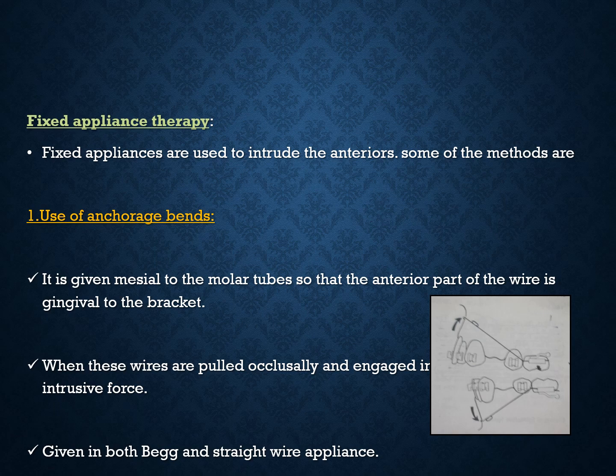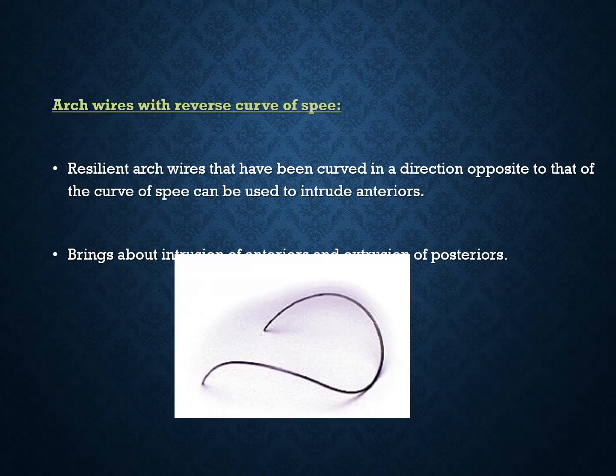Now, there are a few things. Now it is going into much more detail into the mechanics and the treatment. You don't have to know in detail, but just know a few bends or types or a few names which come under the treatment of the bite under fixed orthodontics. So there is something called anchorage bends that we give, and something called a reverse curve of Spee.